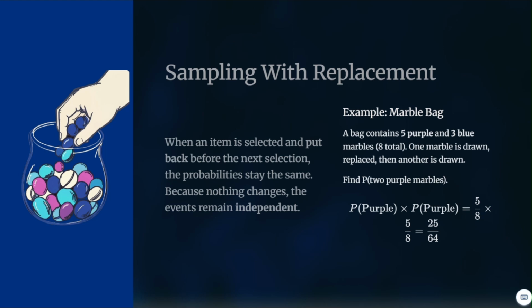So to begin with, when we first draw a marble, there are 8 marbles in total and 5 of them are purple. So the probability of getting a purple marble is 5 over 8. Now since the marble is put back into the bag, on the second selection, there are still 8 marbles in total in the bag and 5 of them are still purple. So the probability of getting a purple marble the second time is 5 over 8 as well. So 5 over 8 times 5 over 8 is 25 over 64, which is the probability of selecting 2 purple marbles.